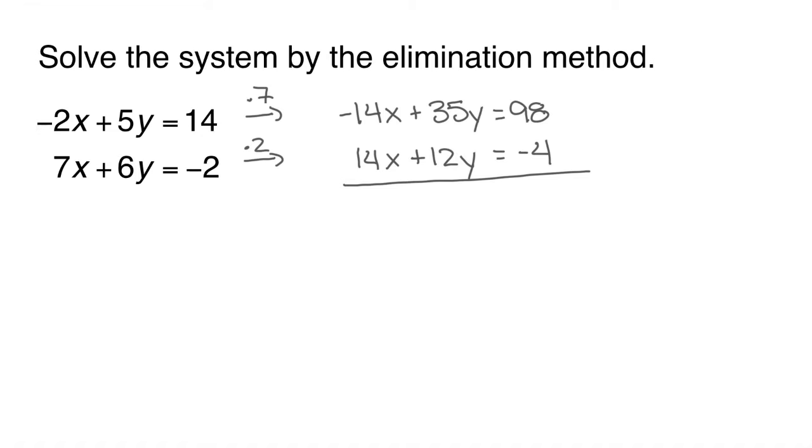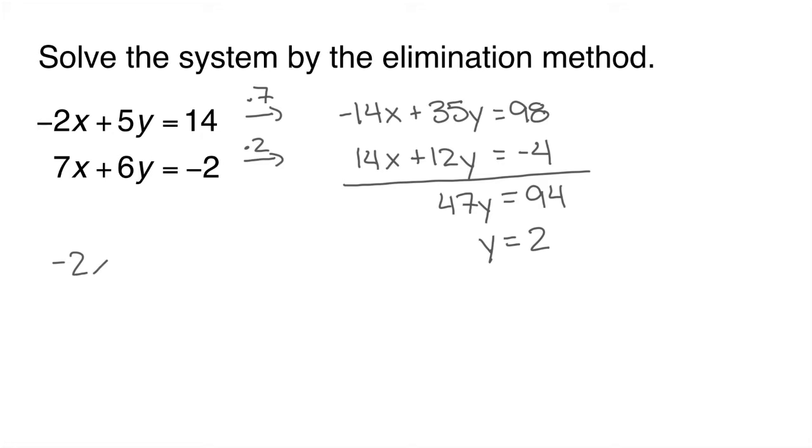35y plus 12y is 47y, which is equal to 98 minus 4, which is 94. Now we divide both sides of the resulting equation by 47 to find that y is equal to 2. Now that we've found y, we can substitute 2 for y into either of the original equations to solve for x. Let's choose the first equation.